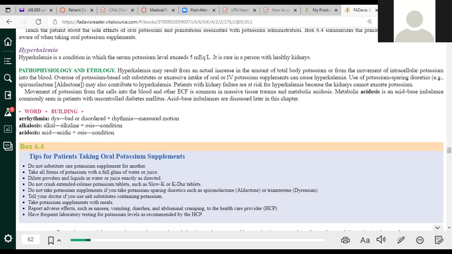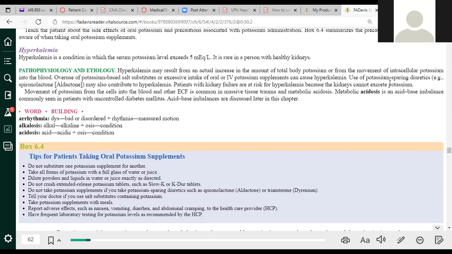Aldactone is a medication that causes us to retain potassium. It's a potassium sparing diuretic where it spares the potassium, so the potassium is going to stay in your body. So it's important if patients are experiencing hyperkalemia and we're able to say, hey, the cause of this is that you are on a potassium sparing diuretic, which is causing you to retain potassium. And we know you were on Lasix at first and you were taking over-the-counter potassium. You need to stop the over-the-counter potassium.